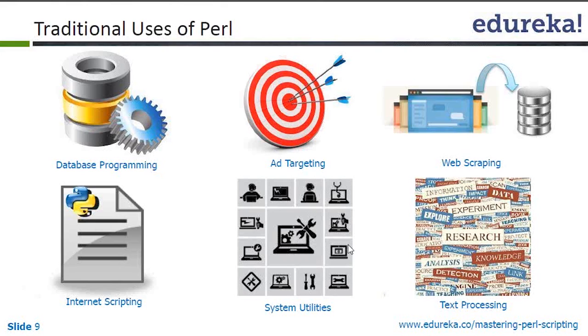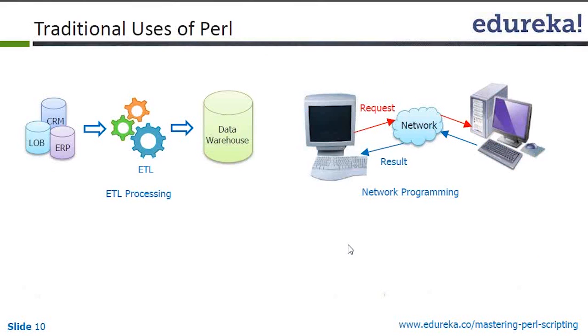System utilities for system administrators, for any admin who wants to perform tasks in a better way, they can use Perl. Text processing is another example, which we have discussed already many times. For the data scientist, it is one of the important languages to consider because of its inbuilt features, as well as the regular expressions, which we have discussed already. It provides an inbuilt regular expression feature, which makes our life very easy for data text processing. ETL processing and network programming.